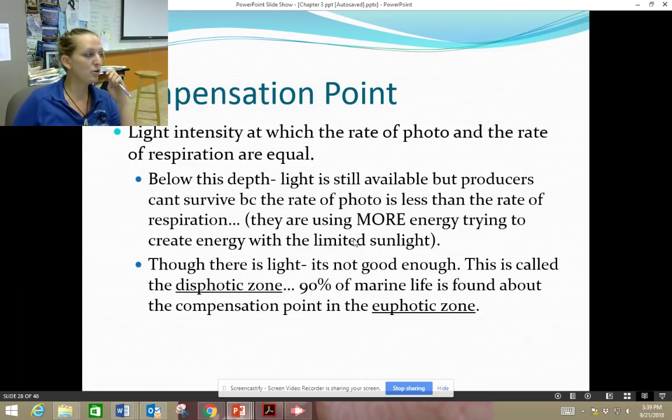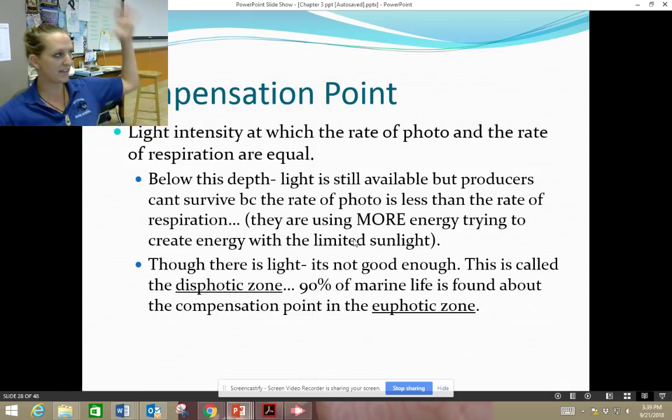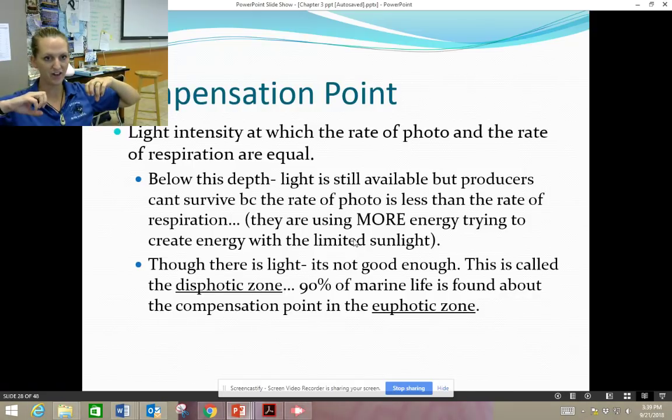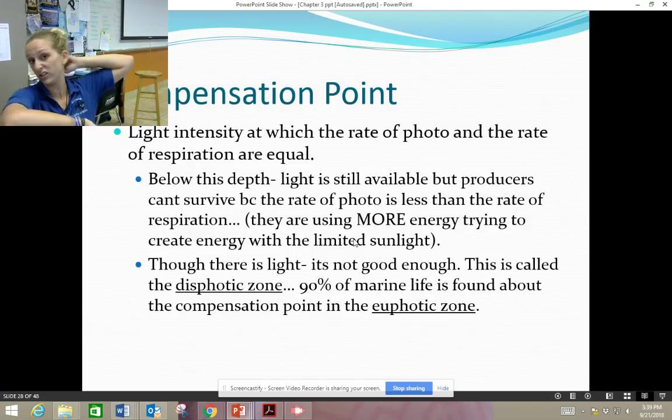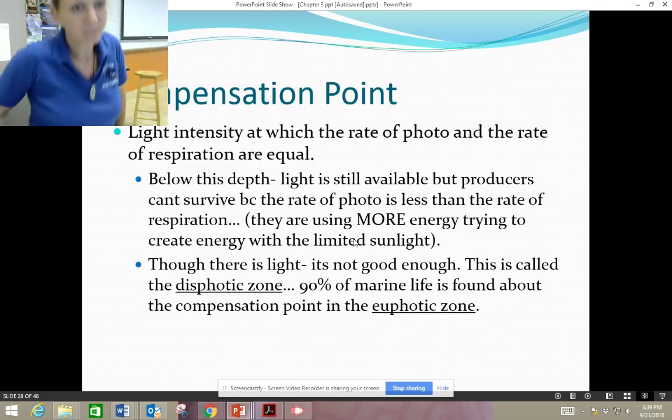But there is going to be a depth in the ocean where it's going to be a wash. They're making all these carbohydrates from photosynthesis, but they're using it all in respiration to keep themselves alive. So they really have no energy left over. That's not good for your trophic levels, because they might still consume these producers, yet there's nothing to gain energy-wise.